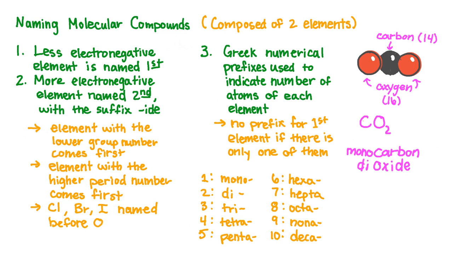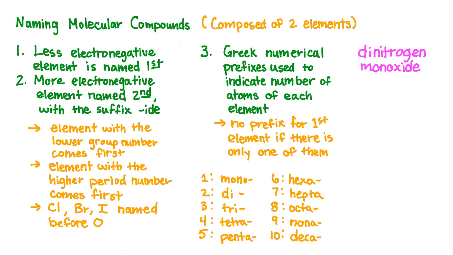Finally, we'll use Greek numerical prefixes to tell us how many of each type of atom are in the molecule. There's one carbon, which corresponds to mono, and two oxygens, which corresponds to di. But since there's only one carbon in the molecule and it's the first element that we named, we can drop the prefix mono, which leaves us with the name carbon dioxide.